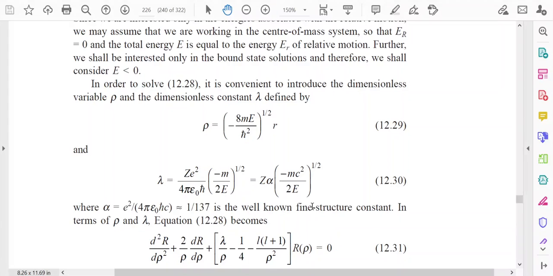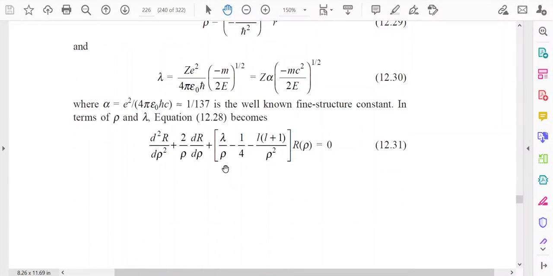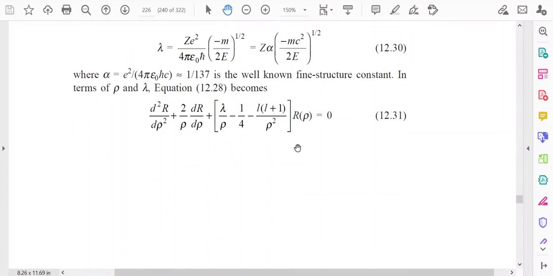So, with this replacement, the above equation can be simplified to a great extent, and this equation becomes: d square R by d rho square plus 2 by rho dR by d rho plus (lambda by rho minus 1 by 4 minus L into L plus 1 by rho square) R of rho is equal to 0. So, this is the equation in simplified form, that means the radial equation. Now, we have to solve this equation.